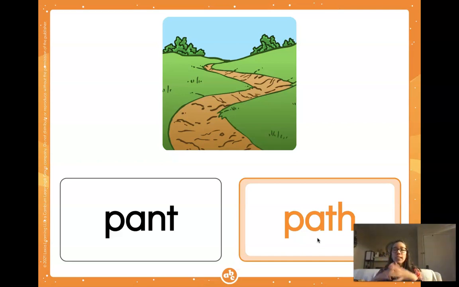Go ahead and close your eyes. I want you to picture the word path. Picture the TH digraph at the end. Are you seeing the word? Very good. Go ahead and open your eyes.